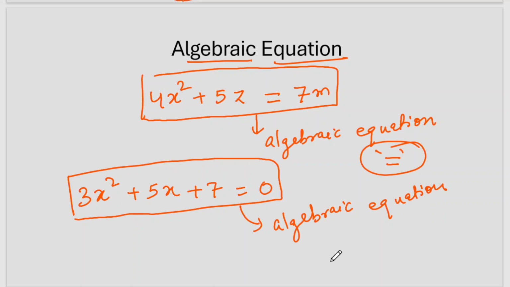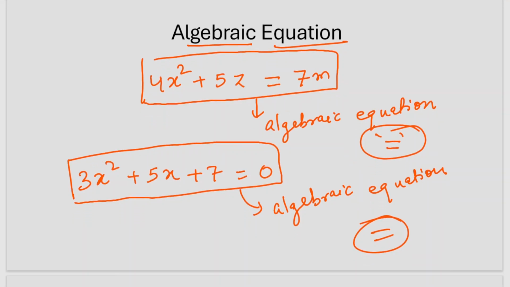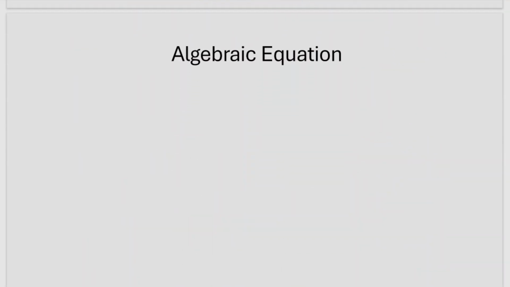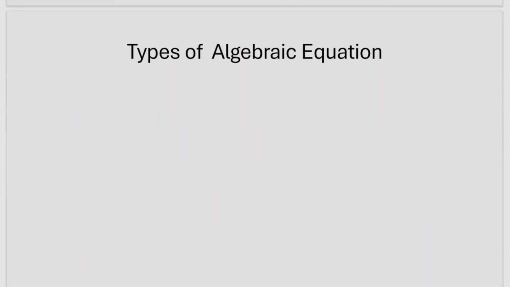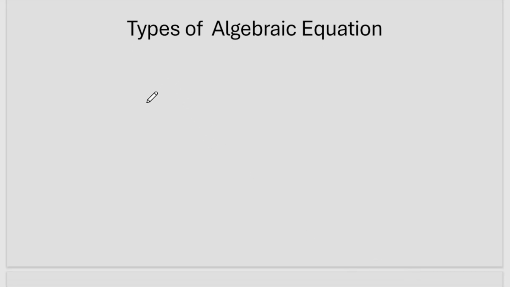In an algebraic expression, we don't have an equal to sign, and in an algebraic equation, we have an equal to sign. That's all. That is the difference. Next. Okay, we have already done that. Now, types of algebraic equation.